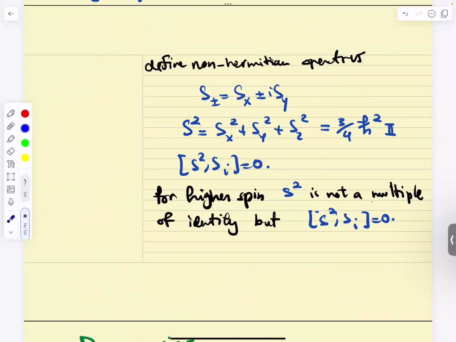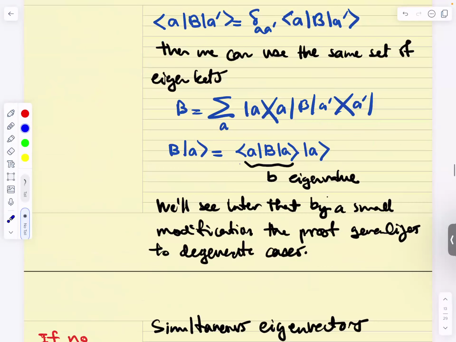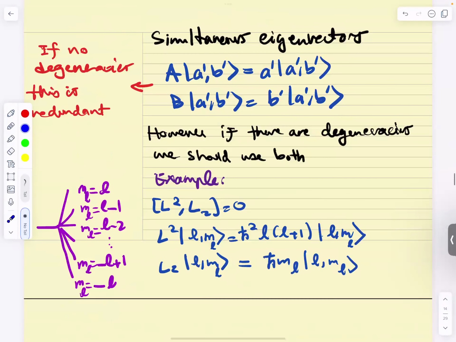S squared is 3 over 4 ħ squared, right? Where does 3 over 4 ħ squared come from? Let's come here. Our silver atoms had spin half, so half times half plus 1 is 3 over 4 times ħ squared. This is the generalization of that.